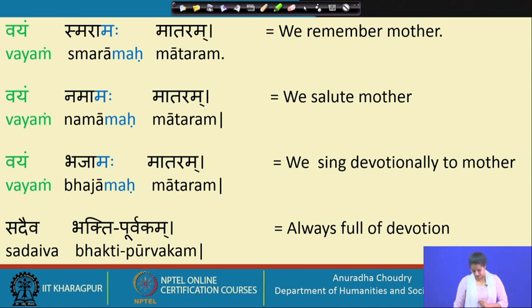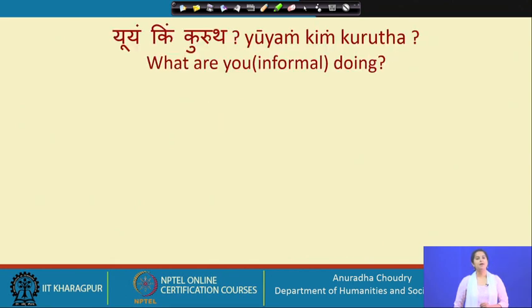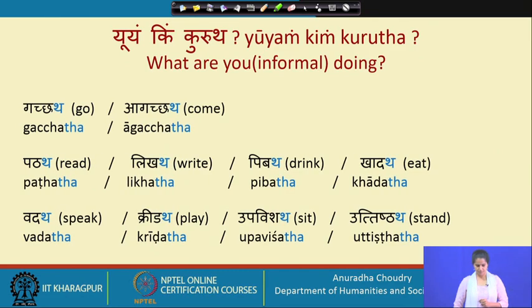So I hope you got that song nicely now. Now let's look at what happens to the second person informal. So the singular of that is tvam, and the plural will become kim kurutha. So tvam kim karoshi becomes yuyam kim kurutha. Now tvam gachasi, yuyam gachatha.